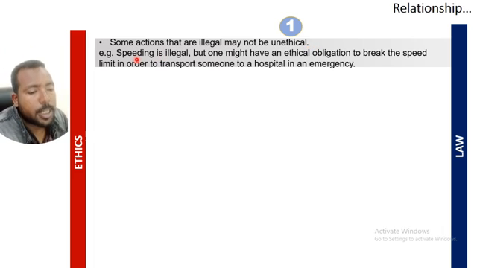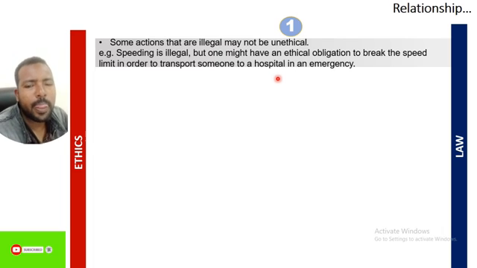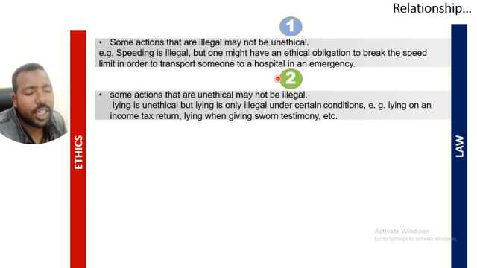For example, speeding is illegal. Just driving a car at speed in the town is illegal. But one might have an ethical obligation to break the speed limit in order to transport someone to a hospital in an emergency case. For example, a driver knows the law which says do not go beyond the limit of speed while driving in the town. But in terms of emergency, an ambulance may go beyond the limit of speed in the town. So speeding is illegal.